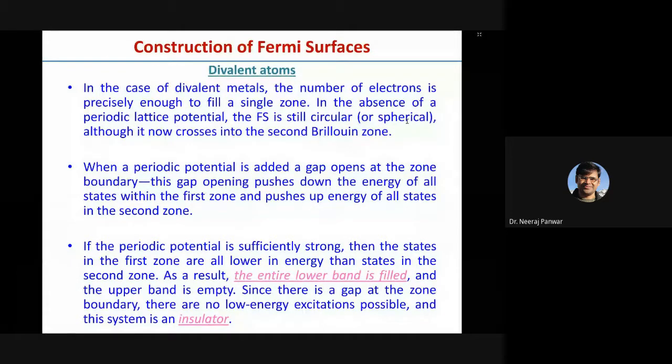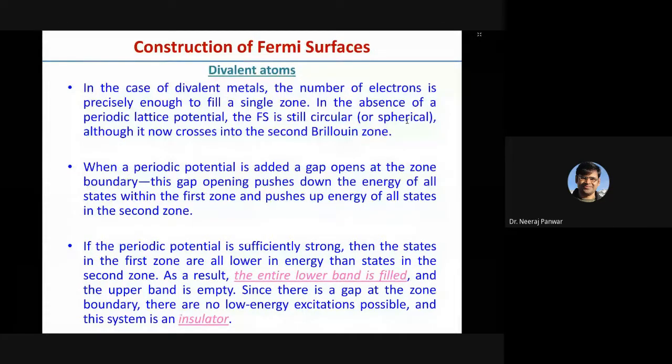Then we also considered the noble metals like gold, silver, and platinum, which have the FCC structure, and we also saw how the Fermi surface will look. And we concluded the lecture with the discussion on divalent atoms. So let me recapitulate it for you.